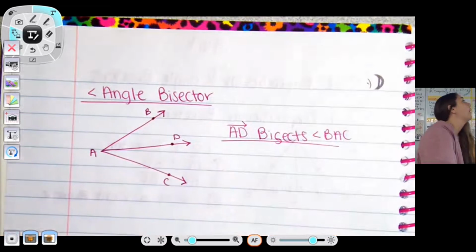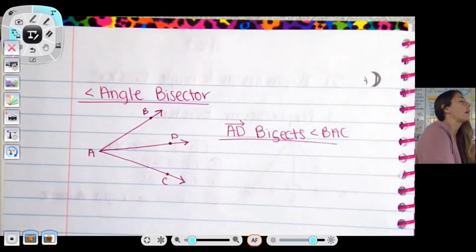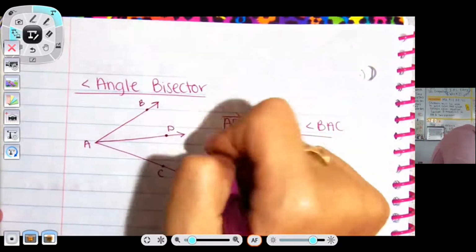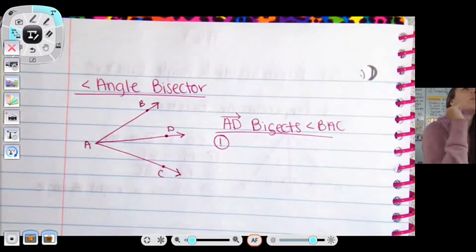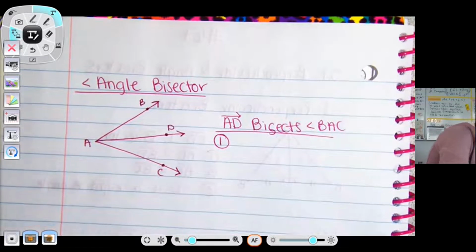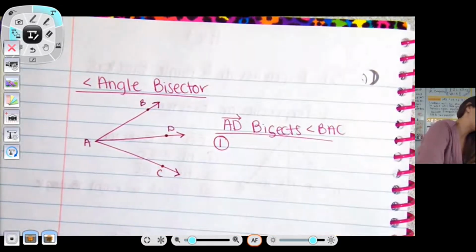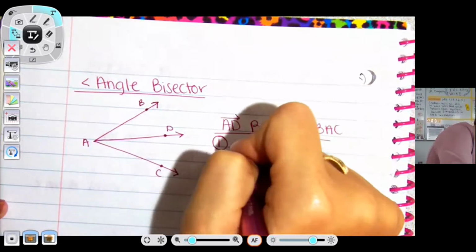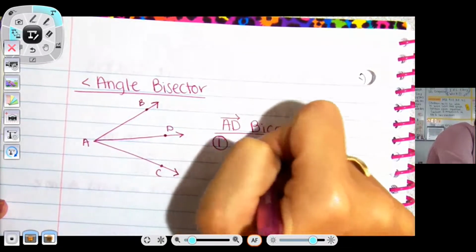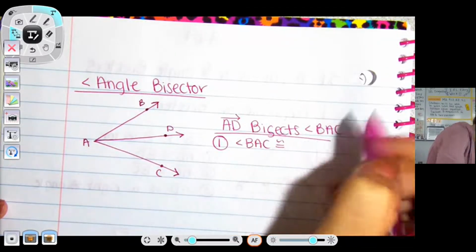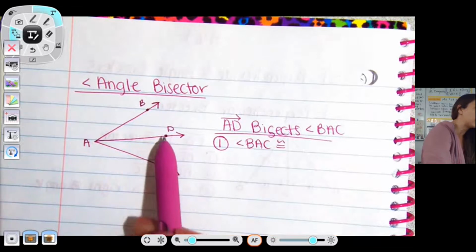That's it. So if Ray, and I spelled it wrong, so I made my C into an S. Ray AD bisects angle BAC, we could say some information. What's one thing? If I know it's an angle bisector, can somebody tell me the two angles that are congruent by naming them, Sid? DAB. So I could say angle BAD is congruent to what? DAC.